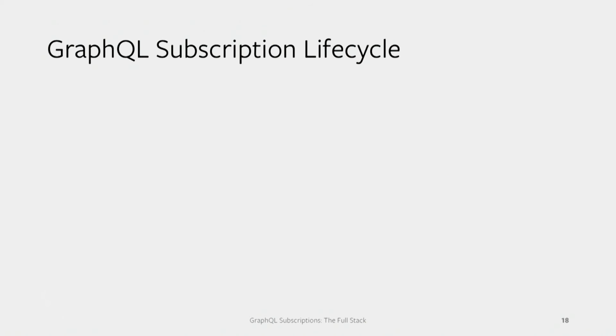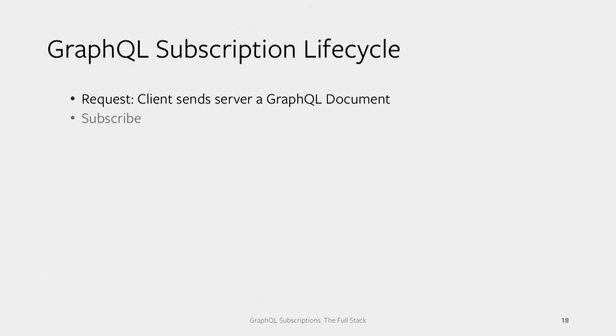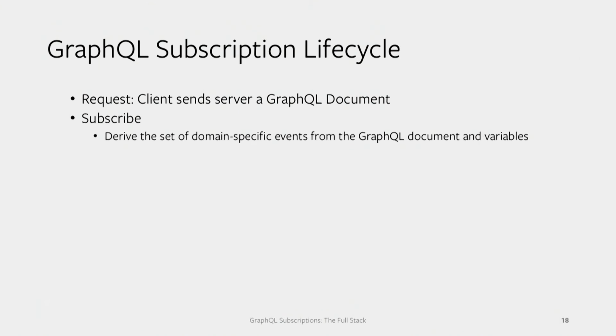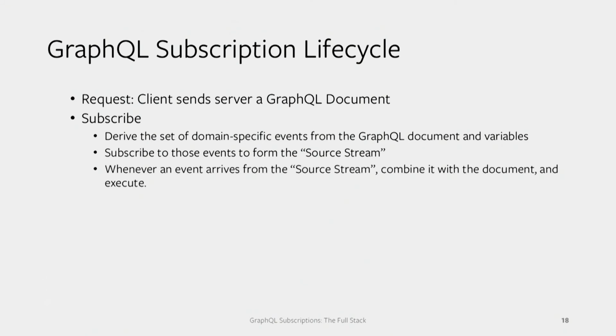So what's not clear from the diagram there is the life cycle of a subscription. Let's just go over that real quick. We know already that the request includes a GraphQL document and the variables. But once it subscribes on the server, we have to derive the set of domain-specific events from the document and the variables. In other words, we have to construct that source stream. And then we have to subscribe to those events on the source stream, such that whenever an event from the source stream occurs, we combine it with the document, and then we execute it. And if it all goes according to plan, then we have a response that we can send back to the client.